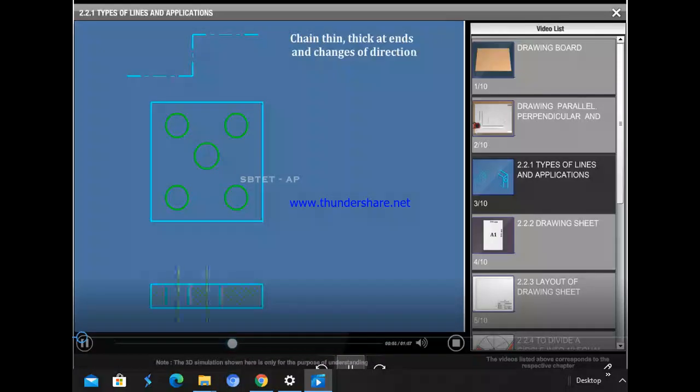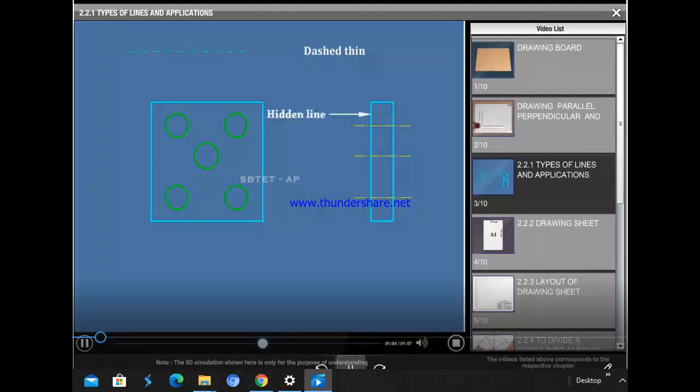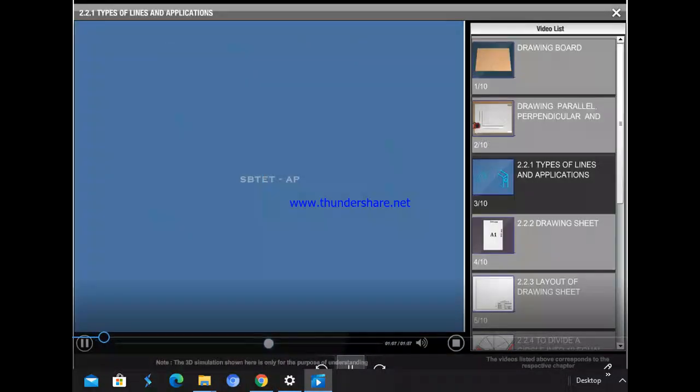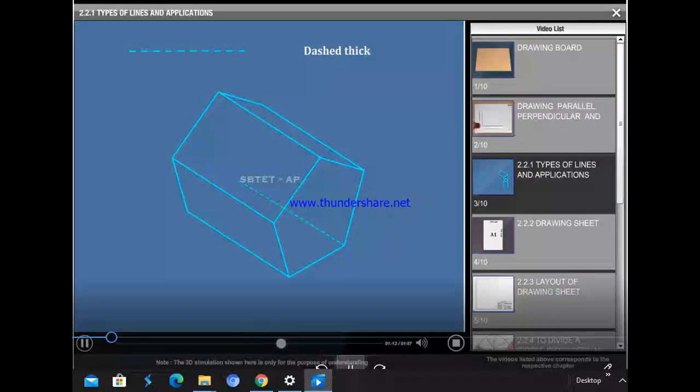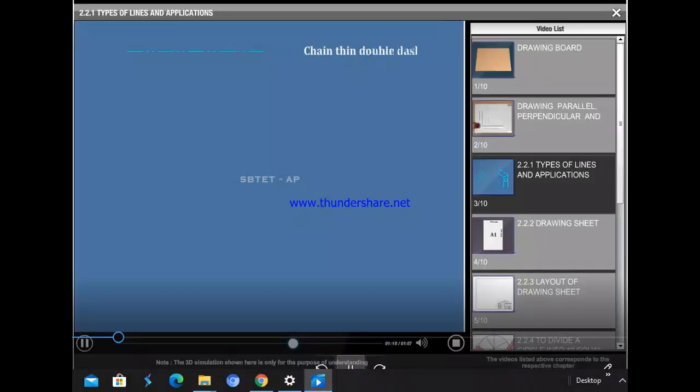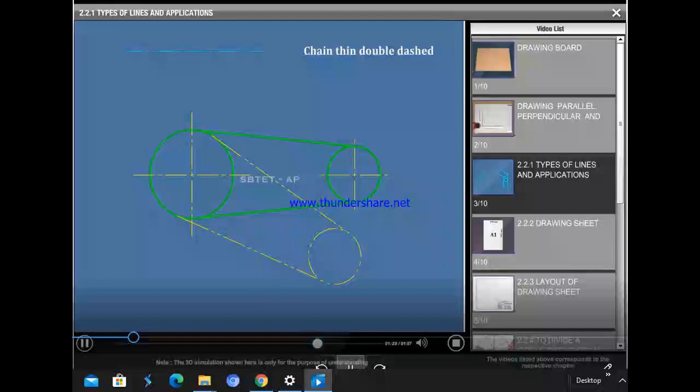Chain thin, thick at ends and changes of direction. It is used to show cutting planes. Dashed line. It is used to show hidden outlines and hidden edges. Dashed thick. It is used to show hidden outlines and hidden edges. Chain thin double dashed. It is used to show outlines of adjacent parts, centroidal lines, and to show alternate position of moving parts.